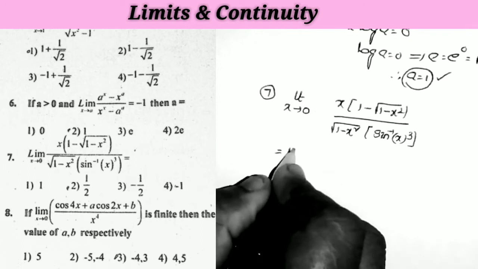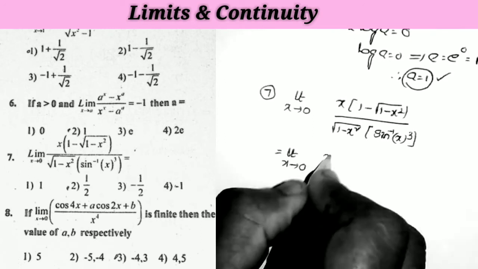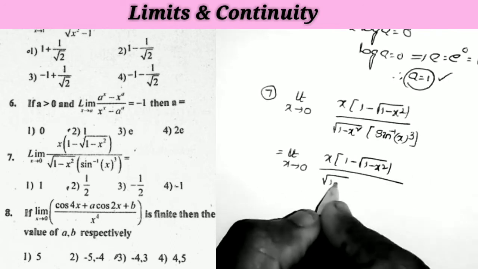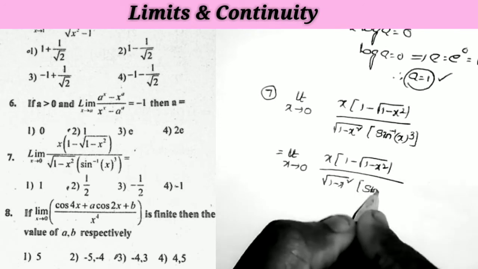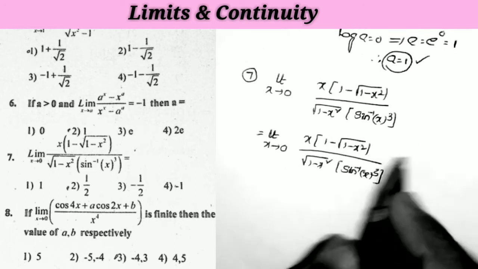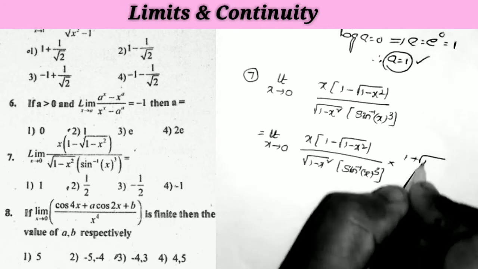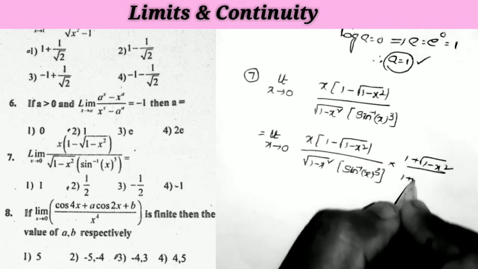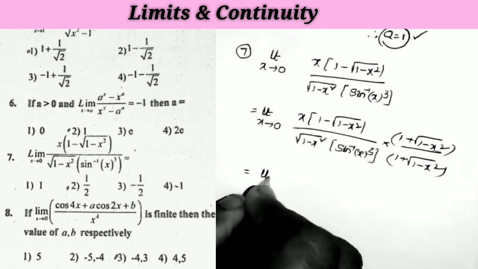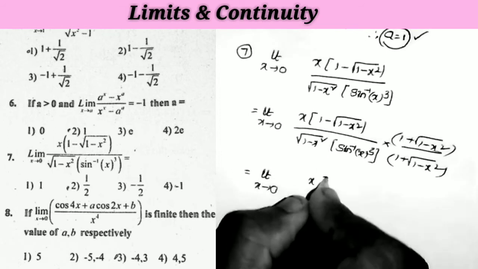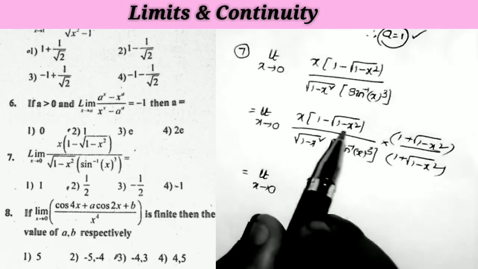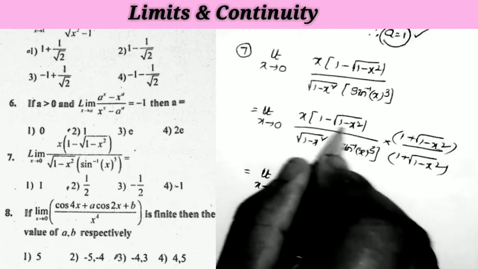That is equal to limit x tends to 0. First I write the given quotient here: x(1 − √(1 − x²)) / (√(1 − x²)(sin⁻¹x)³). Just take the rationalization with the rationalizing term, multiplying by (1 + √(1 − x²)) over (1 + √(1 − x²)). Now this is in the form (a − b)(a + b). What is the answer? a² − b², that is 1² − (√(1 − x²))².